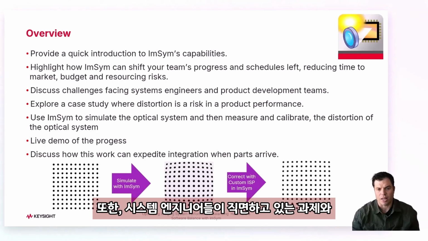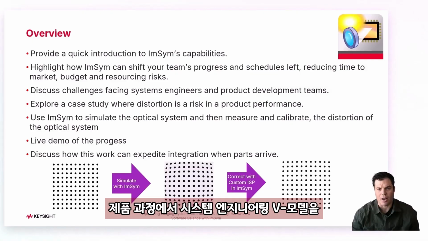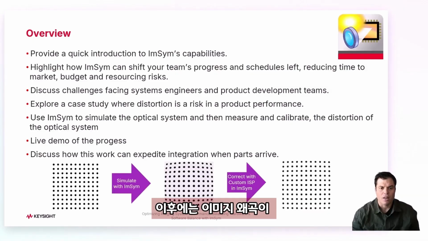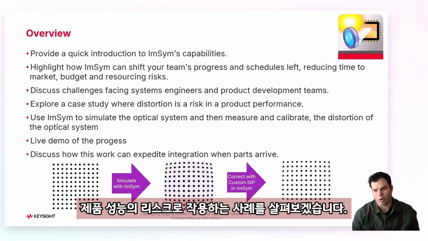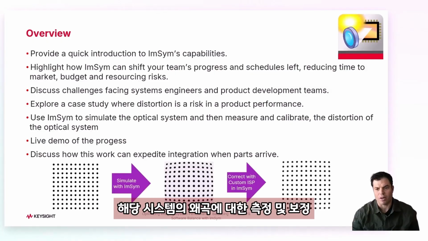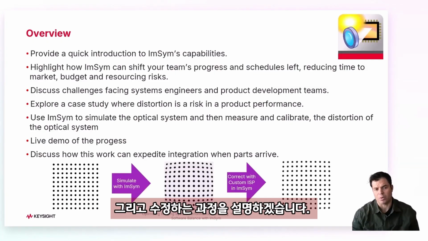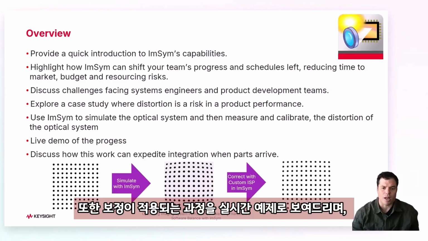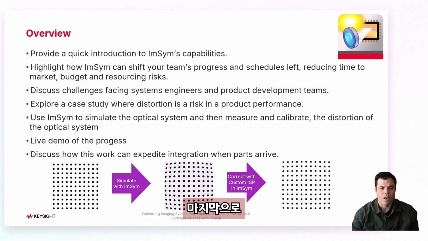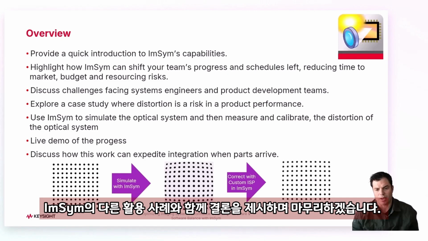We'll discuss challenges facing systems engineers and how they use the systems engineering V model to develop products. Then we'll jump into exploring a case study where distortion is a risk in a product's performance. We'll use ImSym to simulate the optical system, then measure, calibrate, and correct distortion of that optical system. We'll also show a live demo of the correction in action so you can see how easy it is to evaluate the virtual prototype's performance. Finally, we'll close out on other applications of ImSym as well as some concluding thoughts.